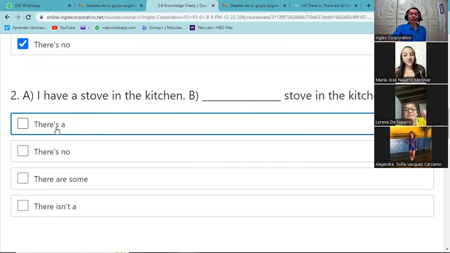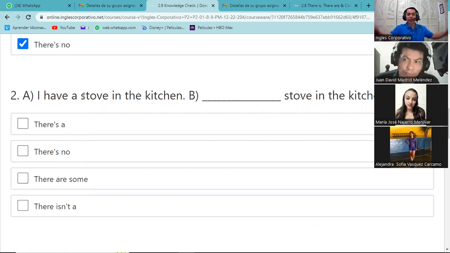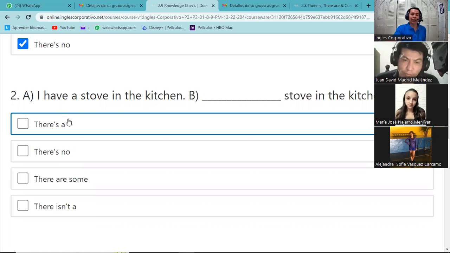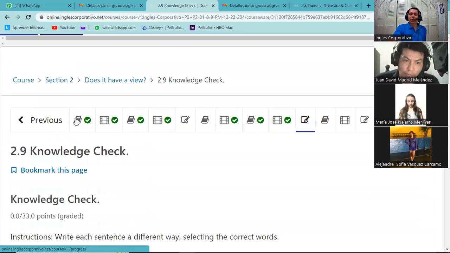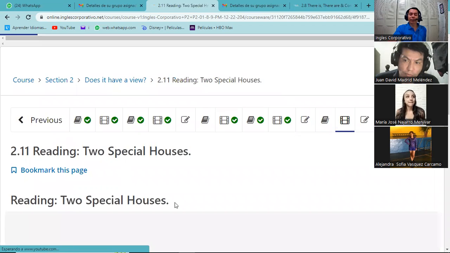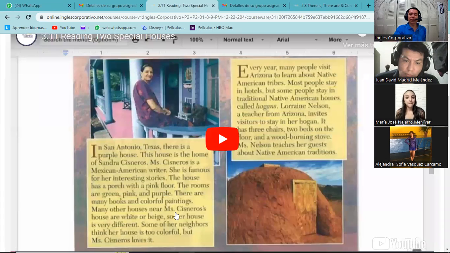Media vez sepamos que there is es singular y there are es plural, ahí no hay problema. Y aquí dice stove. Recuérdense que stove es cocina, pero es la máquina, o sea, donde cocinamos. Es la estufa, no es el cuarto. Muy bien.